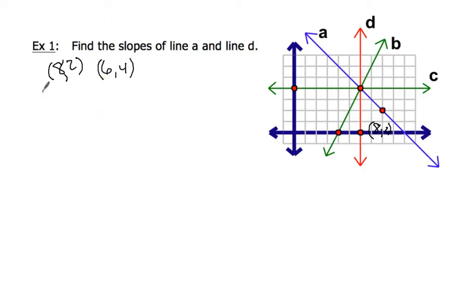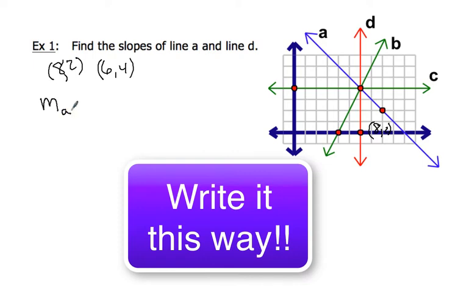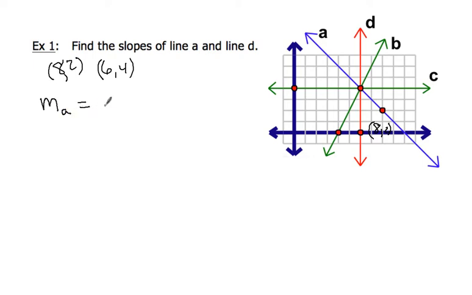So those are my two coordinates. So when I go to find the slope of line A, I'm going to write M for slope, and since I'm finding the slope of line A, I'm going to write a little a right there, because that's what we want to do for our notation. Now the slope formula says y2 minus y1, so we're going to have 4 minus 2 over 6 minus 8. So now in the numerator, we're going to have 4 minus 2, which is just 2. And then 6 minus 8 gives us negative 2. When we reduce this fraction, we get negative 1. So the slope of line A is negative 1.